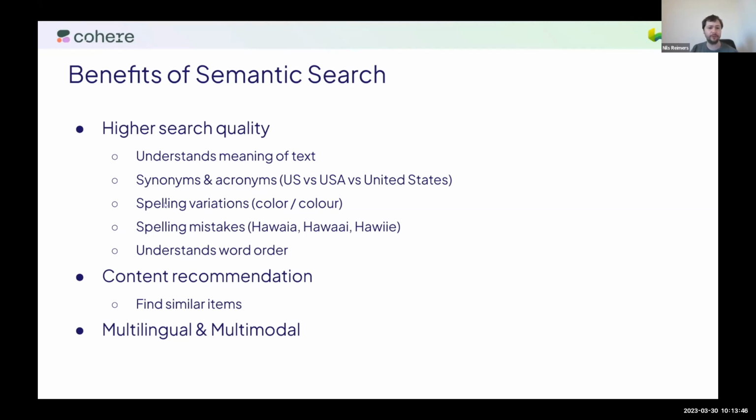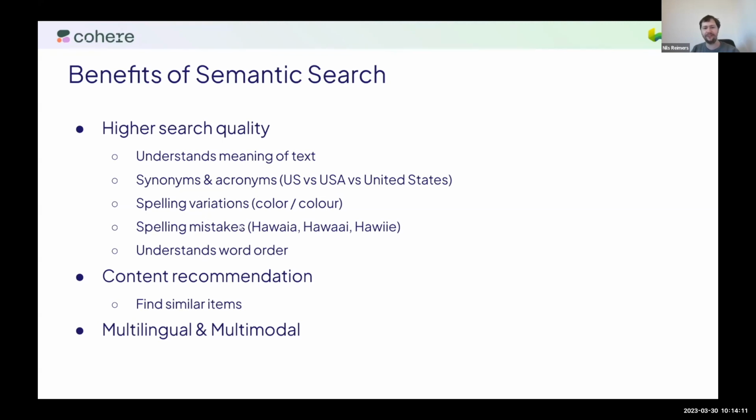Semantic search works with spelling variations. Let's say your document collection uses American English and has the word color, but someone from the UK using British English searches for colour. With lexical search, it does not know that these two are the same. So it will not find any results, which is really unpleasant.